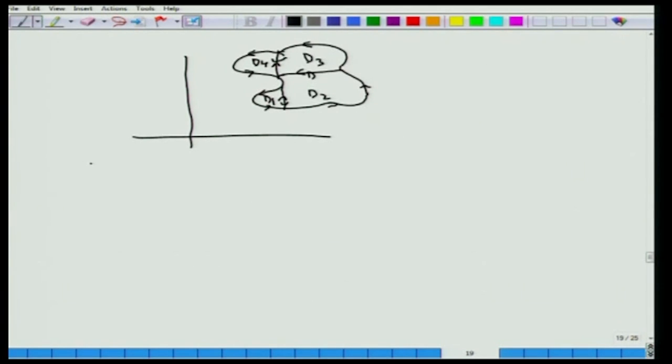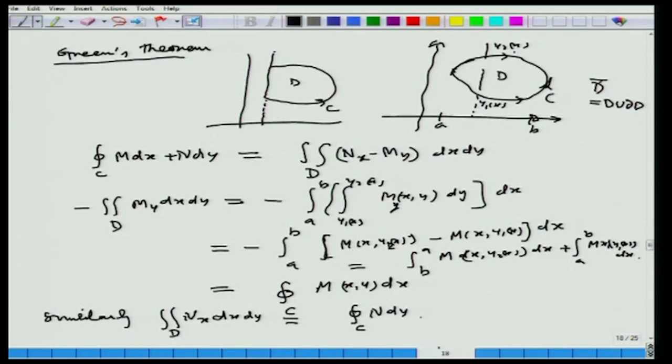And so, looking at this I, due to the lack of time, we are not able to complete this concept here, which will be done in the next lecture.